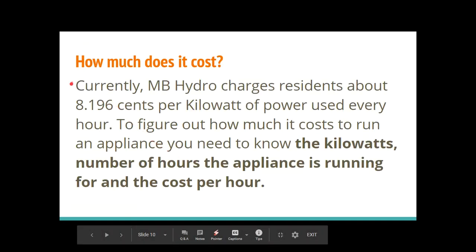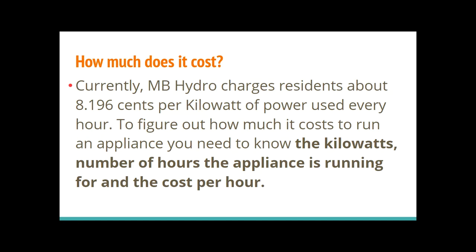So how much does it cost? Continued. Currently, Manitoba Hydro charges residents about 8.196 cents per kilowatt of power used for every hour. To figure out how much it costs to run an appliance, you need to know the kilowatts, the number of hours the appliance is running for, and the cost per hour. Those three things.